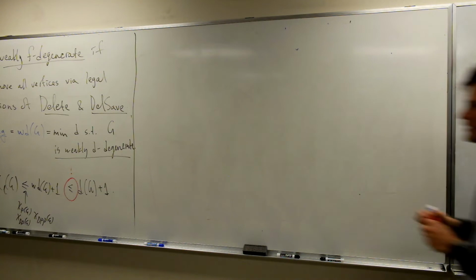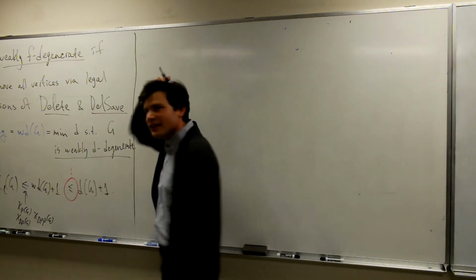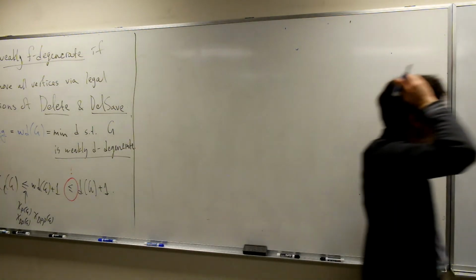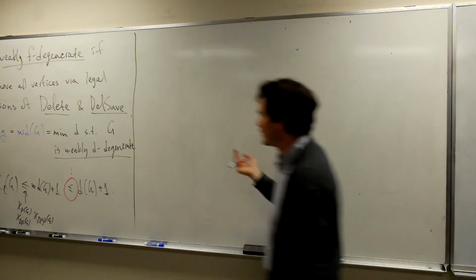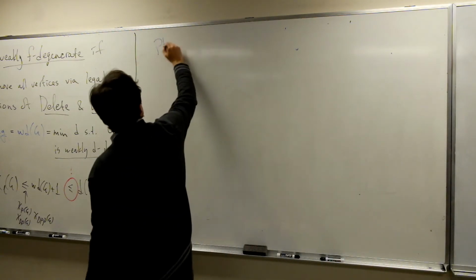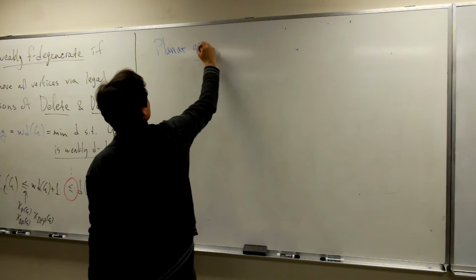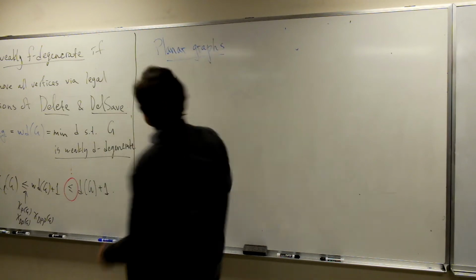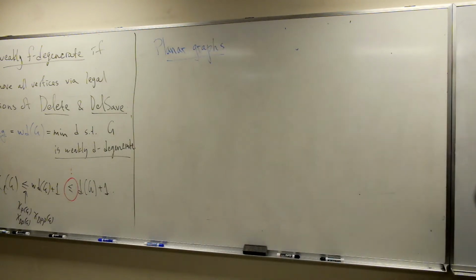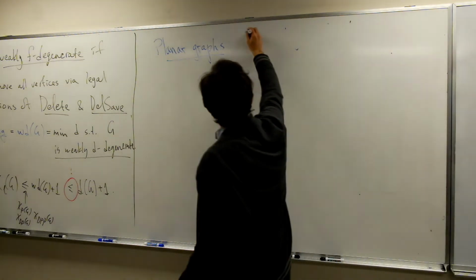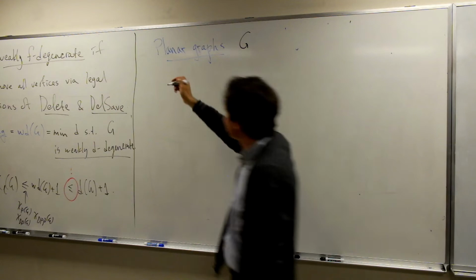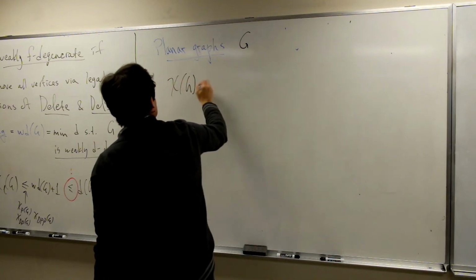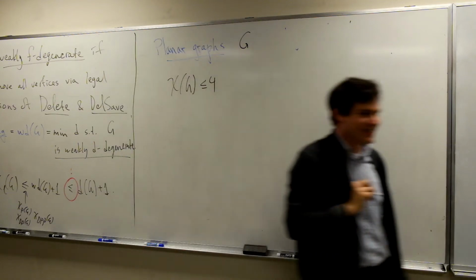Well, maybe one of the natural things to look at is what can you say about planar graphs, just because we understand both the chromatic numbers of planar graphs and the degeneracy of planar graphs, right? So if I have a planar graph G, then by the 4-color theorem, its chromatic number is at most 4, of course.